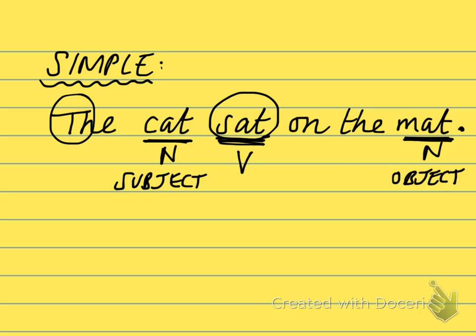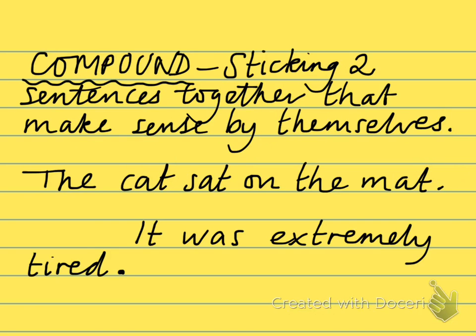There are two nouns in this sentence. This one, the cat, is the most important one. We call it the subject noun because it's the one that actually does the verb. The other noun, mat, is called the object. It's the one that is having the verb done to it.